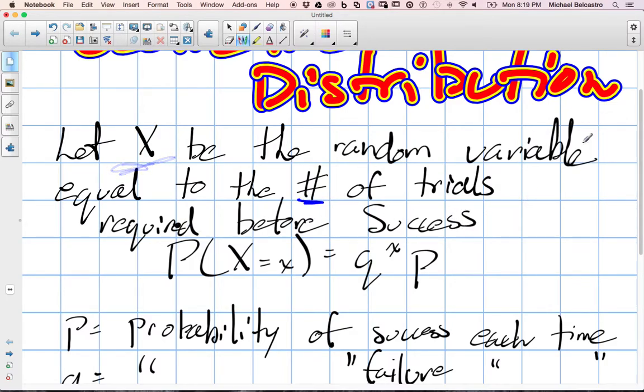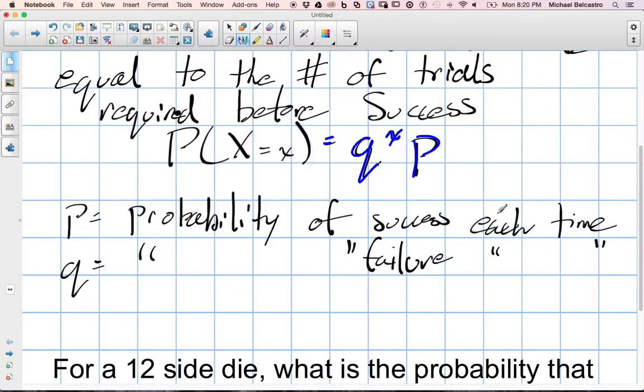Okay, and we'll talk about what types of questions would be worded this specific way, because it seems kind of odd the way they've written this. They're telling you that the probability of wait time before success is equal to what they call q to the power of x times p. P is the probability of being successful, and q, which I just wrote in, is the probability of failure, so not being successful.